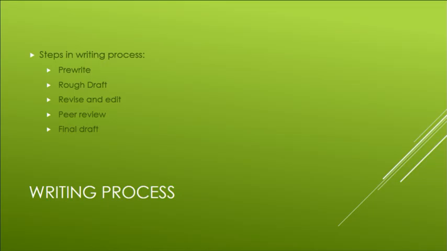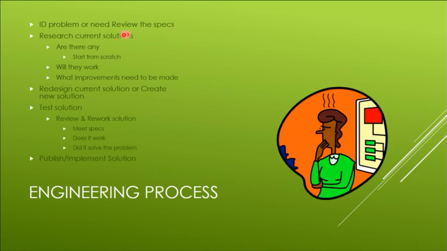We're going to be talking about and using the engineering process. We've talked a little bit about the engineering process, but it goes something like this. You start off by identifying a problem or a need, and review the specs. You look at researching current solutions. Are there any to start with? Or do you need to start from scratch? Do these solutions work to help solve or fix the problem that you have or the need that has arisen? Are there improvements that need to be made? Are there changes that need to be made?